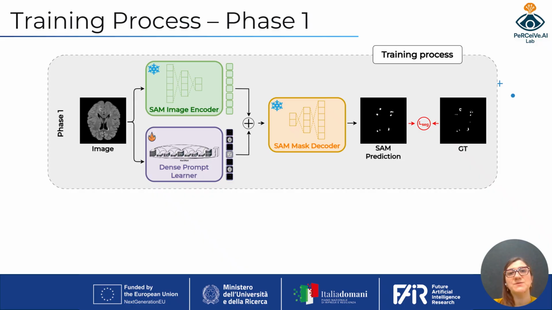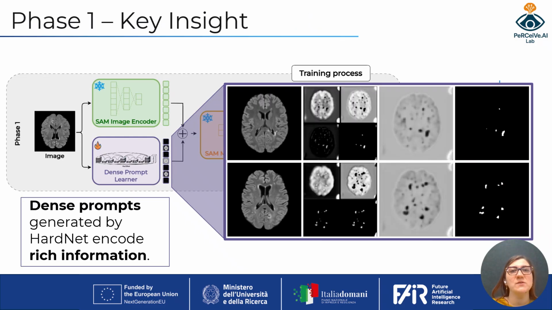In phase 1, we train a dense prompt learner with a frozen SAM. The network learns to self-discover which spatial information is most important for recognizing lesions. After phase 1, we wanted to understand what the dense prompt learner had actually learned. So we visualized the 256 prompt maps generated during training.